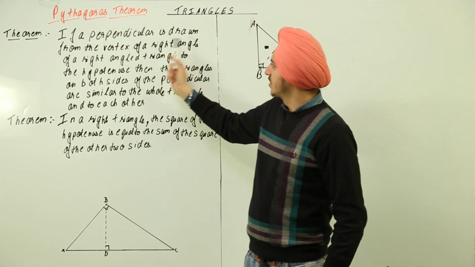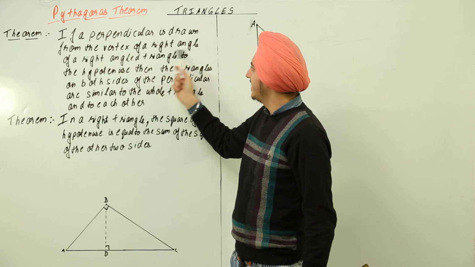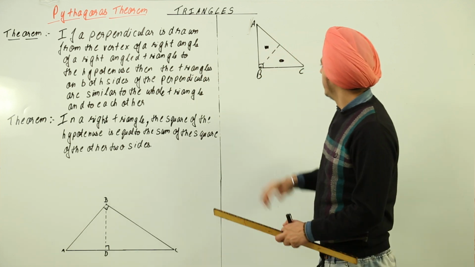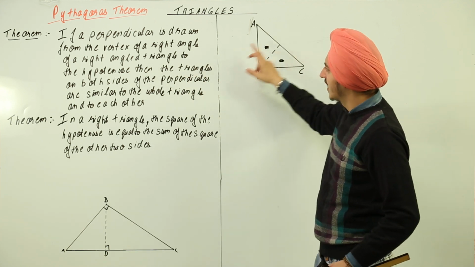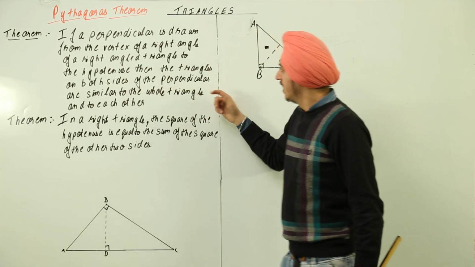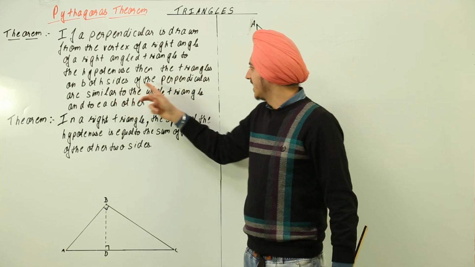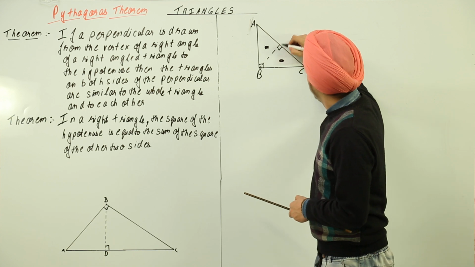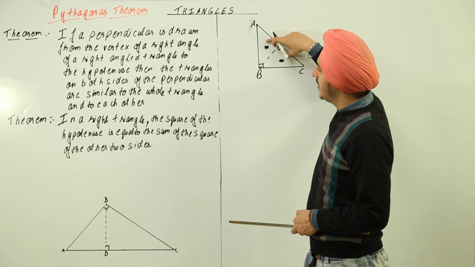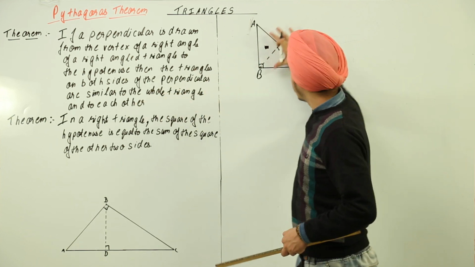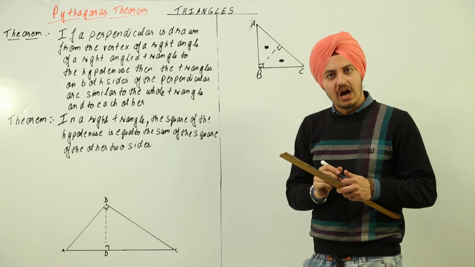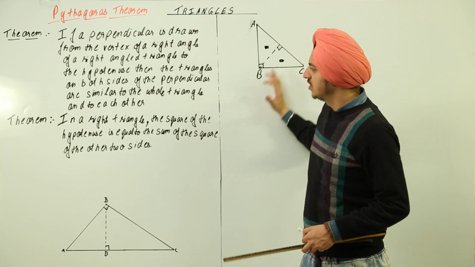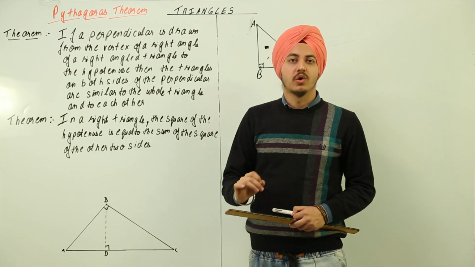If a perpendicular is drawn from the right angle of a right angle triangle to the hypotenuse, then the triangles on both sides of the perpendicular, this is a perpendicular, correct, are similar to the whole triangle and to each other. Okay, so this is what this theorem says. Now we will use this theorem to prove the Pythagoras theorem.